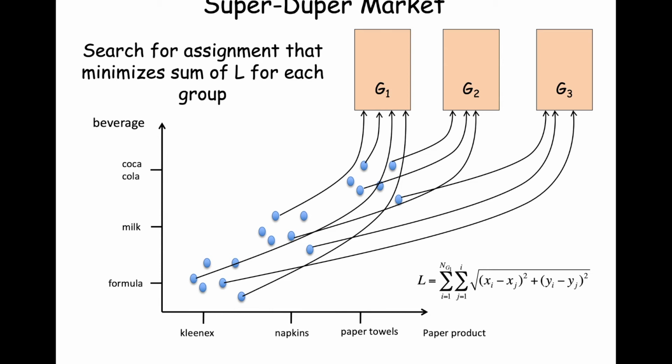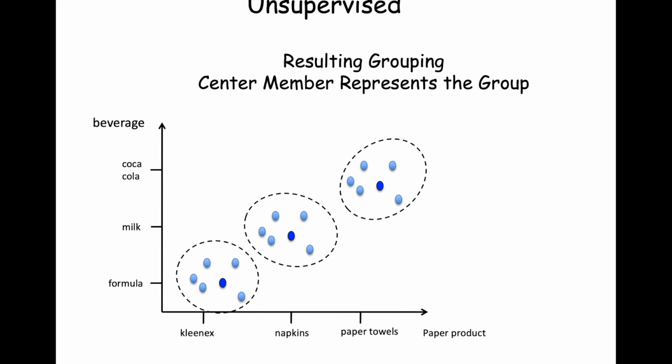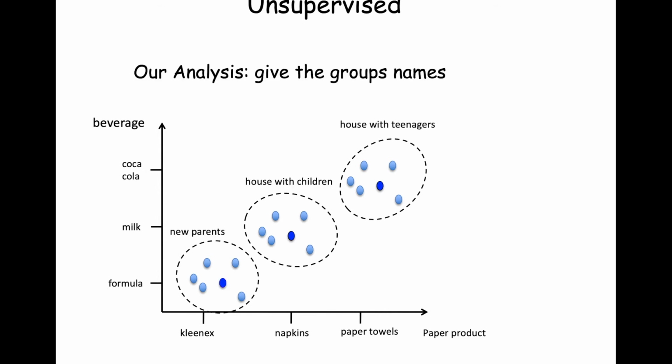All right. So once you get the optimal groupings, it means that those assignments are the best assignments you can have. Then after that, you arrive upon a resulting grouping. Of course, you don't know ahead of time what to call those groups. So once you have your grouping, you then compute the center member of that group, and that center member is going to be the representative of all of the data points that are in each group. So the center is important.